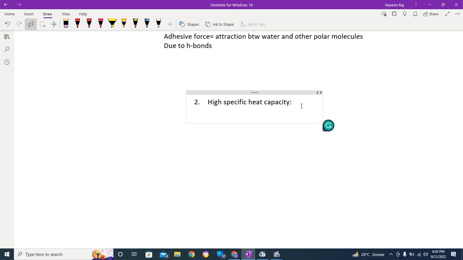What do I mean by this? First of all, you need to understand what heat capacity is and what specific heat capacity is. Then we're looking into the specific heat capacity of water.